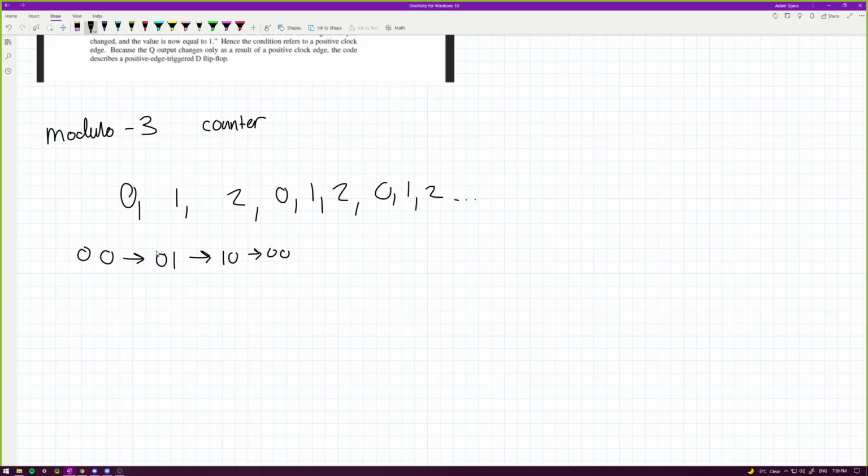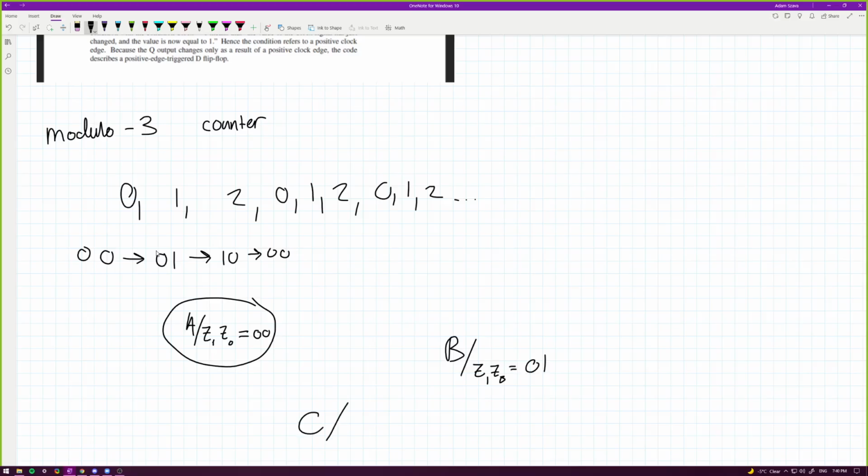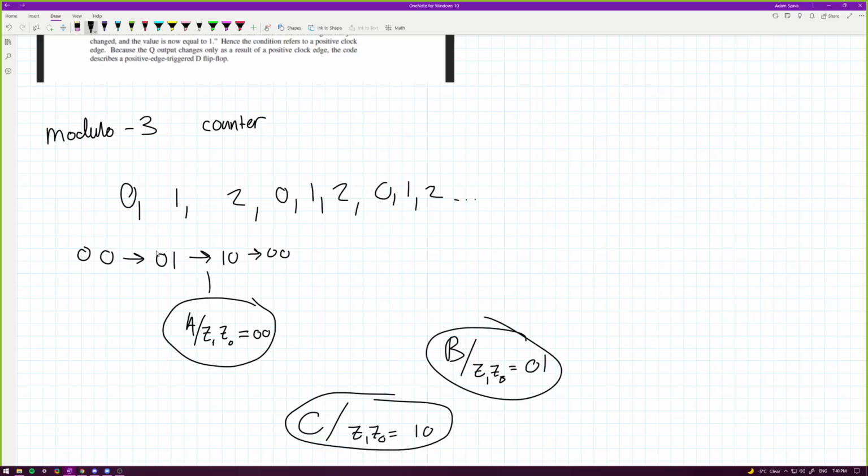So it's going to be 3 different states, essentially. The output of the state, I'll do it as a Moore type. So we have A, with Z1, Z0 equal to 0, 0. Sorry, the tablet is messing up on me a little bit now. There we go. So there's our first state. Then B has Z1, Z0 equal to 0, 1. And C has Z1, Z0 equal to 1, 0. So there's our 3 states of the circuit. This will be our reset.